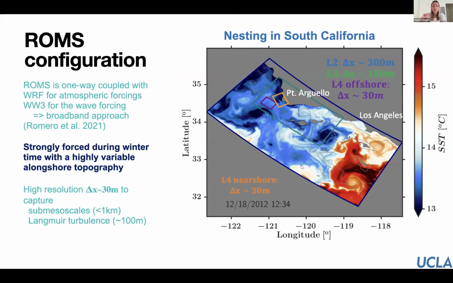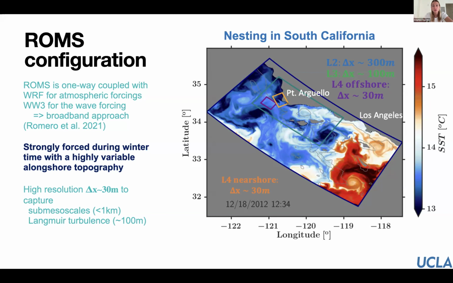So I've been doing that for a few years now at UCLA, and I've been playing with that box that is a domain in South California. So you can recognize the basin of Los Angeles. You have Point Conception, Point Arguello right here. And basically each domain has its own resolution. It's color-coded. And I've been nesting down in resolution to reach those two very small but higher resolution domains here.